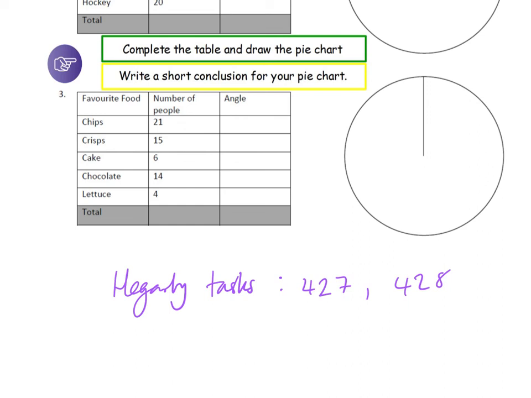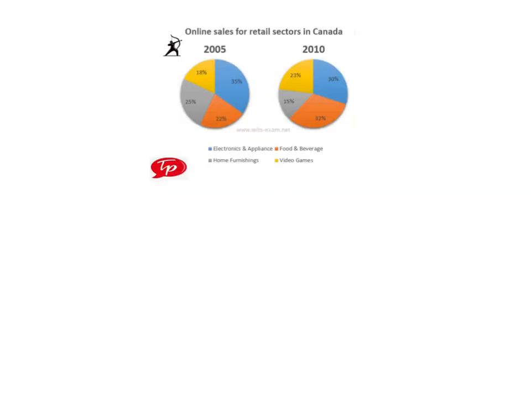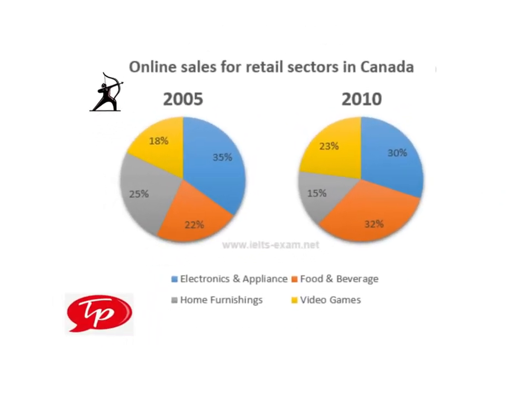Okay. To finish then, we're going to have a little look at where we might use this. So these are two pie charts to do with retail sales in Canada and where people spend their money. I just took it off the internet, so you're looking at the ways people are spending and changing habits happening over the years. In 2005 we can see that lots of people are buying electronics and appliances, whereas in 2010 people are buying more food and beverage.